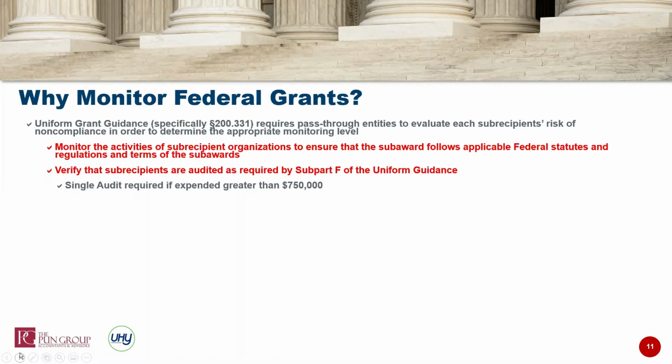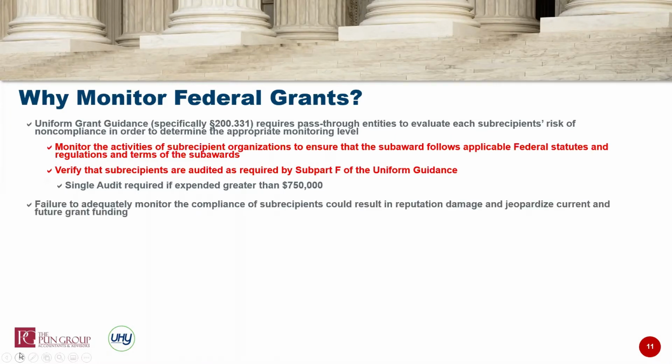Last, you have a requirement to verify that subrecipients are audited under the single audit requirements in subpart F of the uniform guidance. That's requiring that if they expend greater than $750,000 in federal awards in any one year, that they're going to have a single audit performed. Last, failure to adequately monitor compliance of subrecipients could result in reputational damage, not only to the subrecipient, but to you as the granting organization, and could potentially jeopardize current and future grant funding.